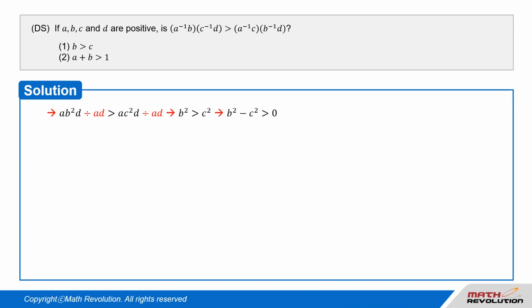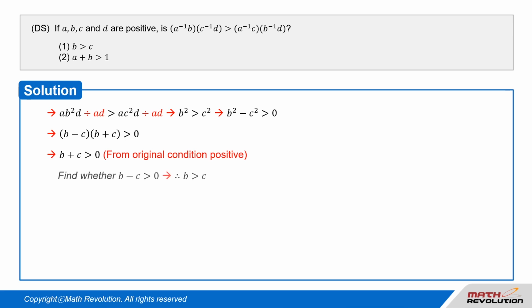Dividing both sides of the inequality by a times d, we get b squared is greater than c squared, or b squared minus c squared greater than 0. This can be factored using the difference of squares to get (b minus c) times (b plus c) greater than 0. We know from the original condition that b plus c is always positive, since b and c are positive. So, we are looking for an answer as to whether b minus c is greater than 0. That is, whether b is greater than c.